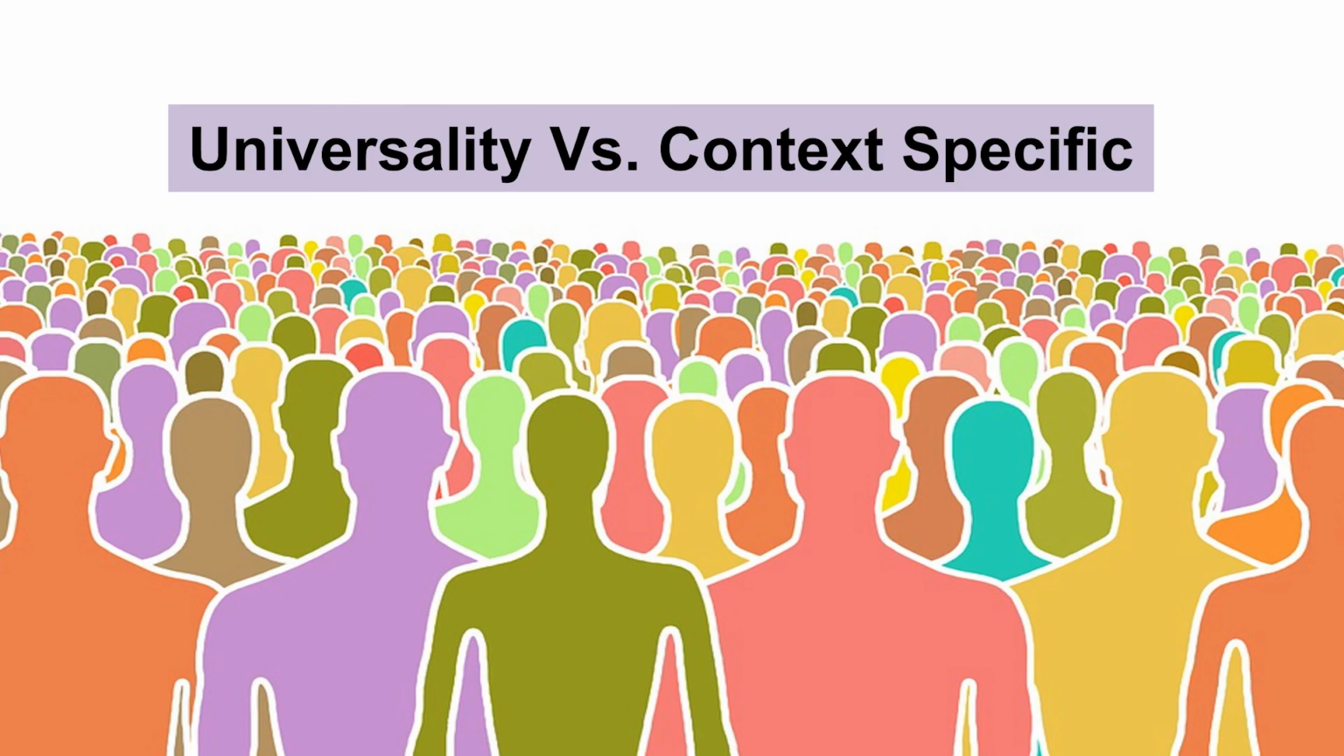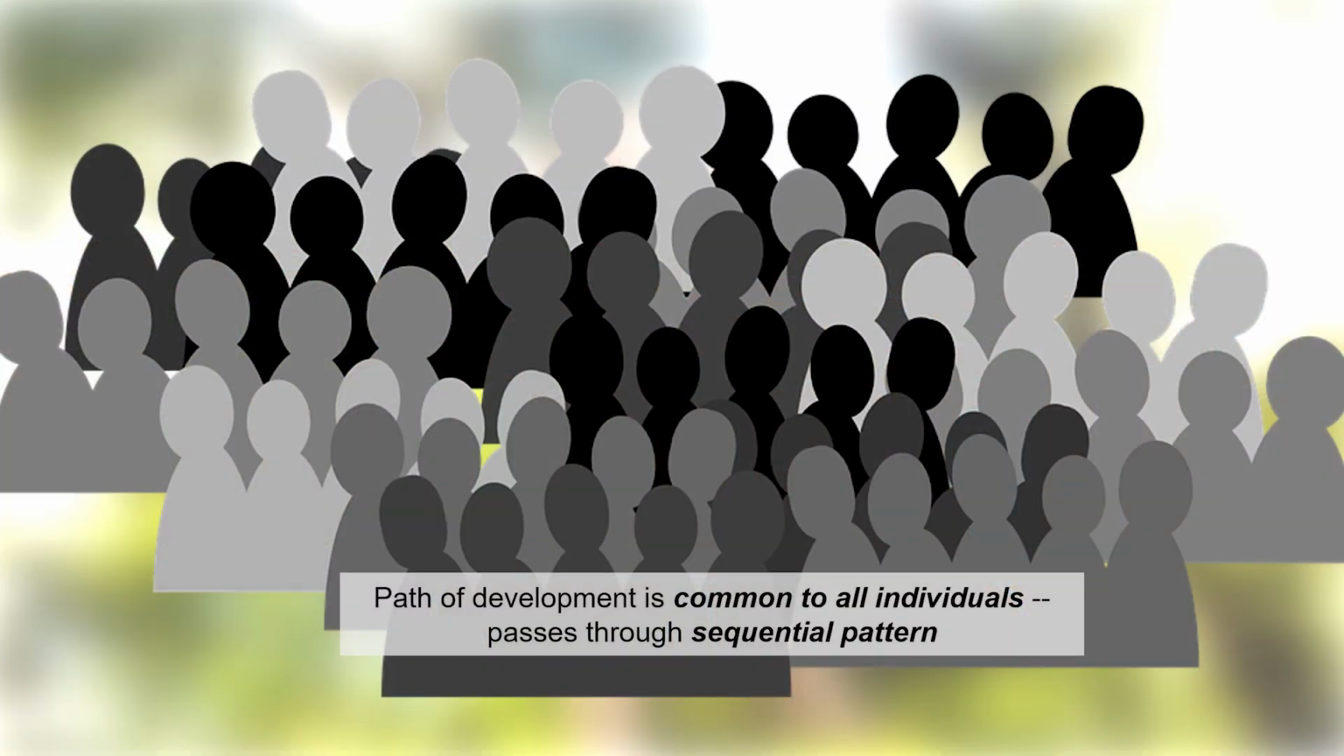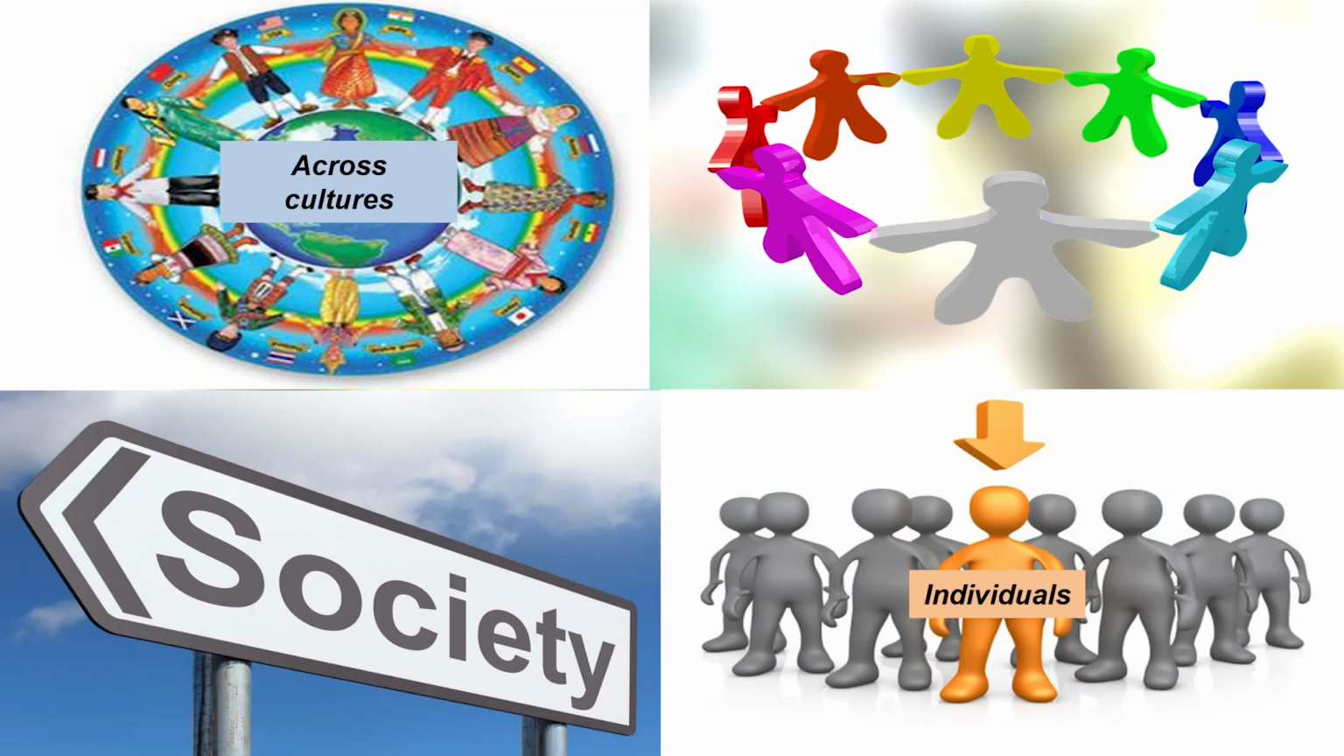And the last but not least issue involved here is universality versus context specificity. It means the path of development is common to all, which is considered universality, because an individual's development passes through a set sequential pattern, but that pattern is not always exactly the same in all individuals. It all depends upon the cultures, communities, and societies in which the individuals are growing, and that is how the entire developmental process is context specific. Of course, it is a combination of both. The sequential pattern of development is there, and these patterns will be influenced by cultural differences, community differences and social differences. Thank you very much for your patience in hearing.